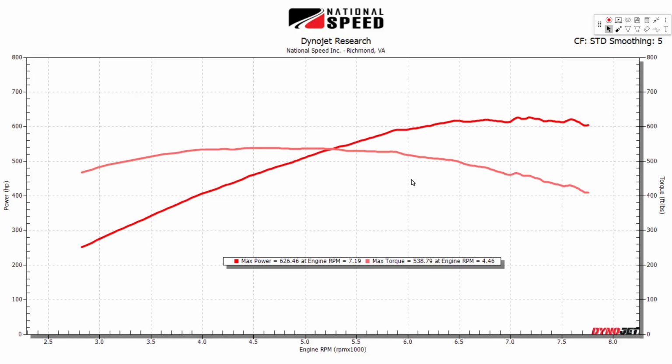So this is the dyno curve from a VMP blower Mustang. I believe it's on 93, that's why the horsepower is only 626 and 538 torque. What I really want to focus on today is the power band aspect.